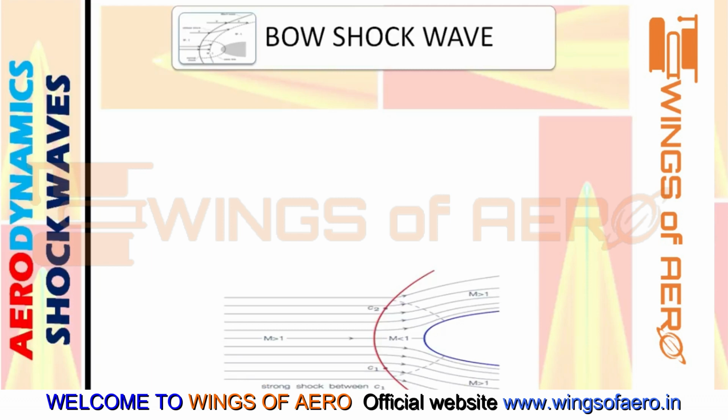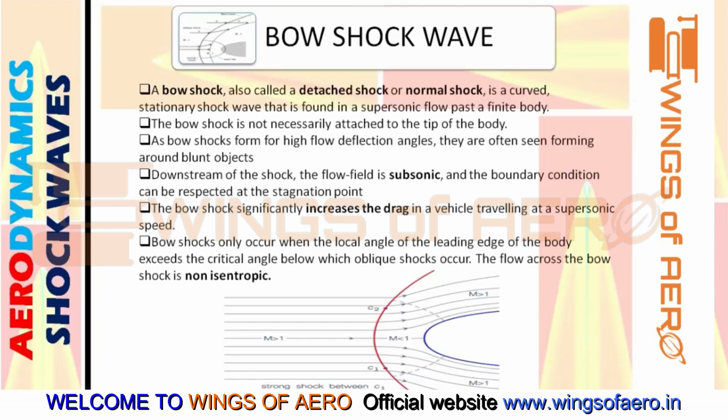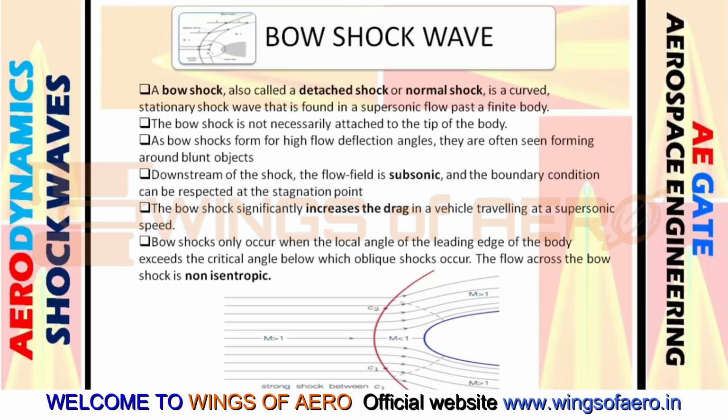Now let me discuss bow shock wave. What is bow shock wave? Another name for bow shock wave is detached shock wave or a curved normal shock wave. We know the shock wave is always produced in a supersonic flow, and its property is adiabatic. And across the shock wave, the velocity changes to a subsonic flow. That is a basic property of a shock wave, whereas the pressure and the static properties increase.